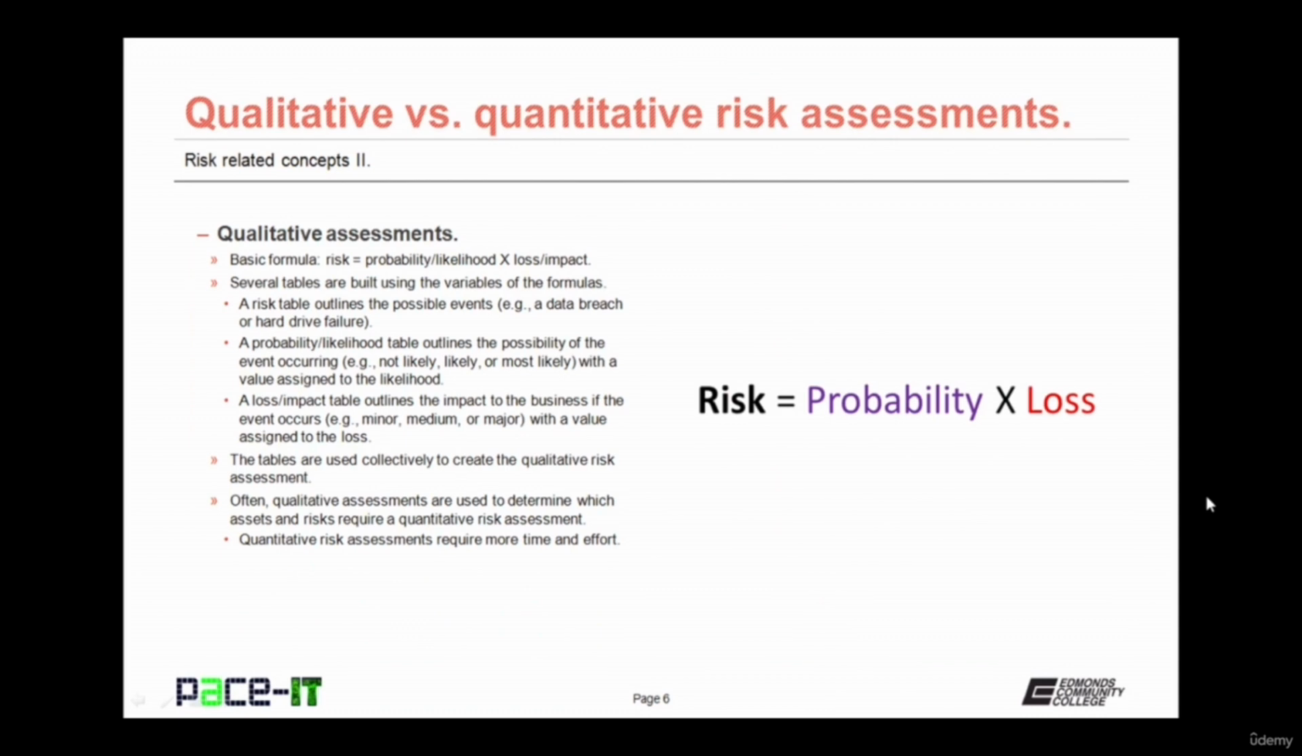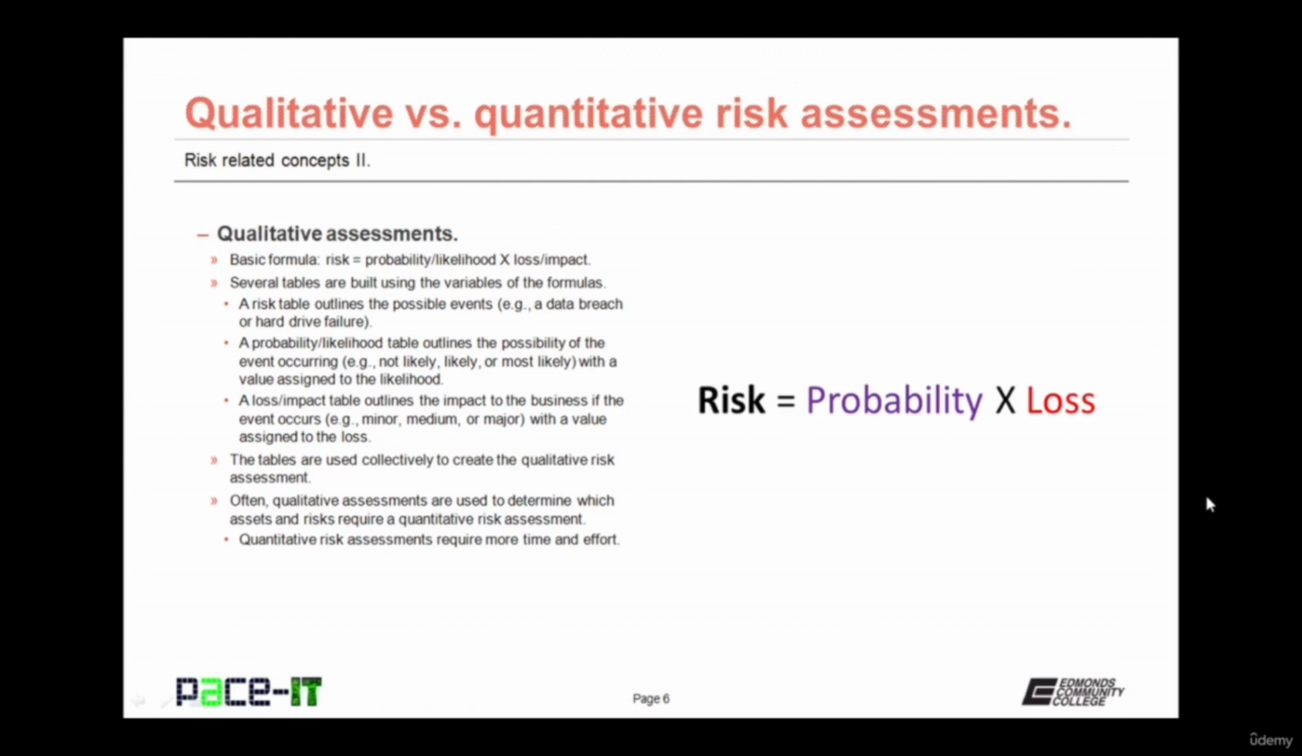The basic formula for a qualitative assessment is the risk is equal to the probability times the loss, or the likelihood times the impact. Now, to create this assessment, several tables are built using the variables of the formulas. A risk table outlines the possible events, as in a data breach or hard drive failure. Then a probability or likelihood table outlines the possibility of the event occurring, as in not likely, likely, or most likely, with the value assigned to the likelihood.